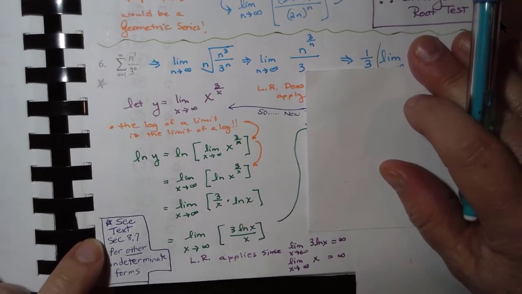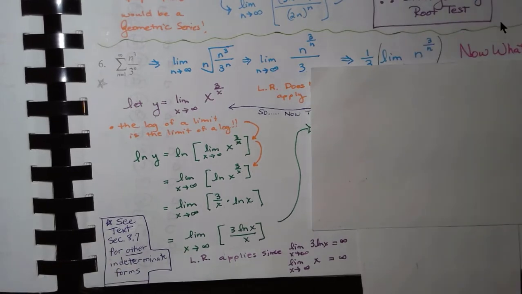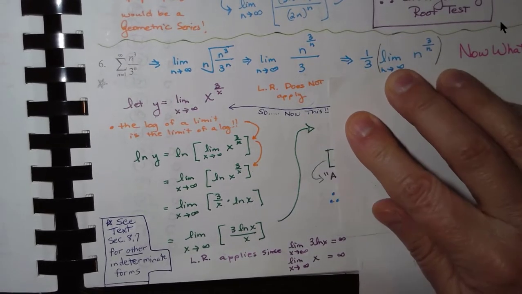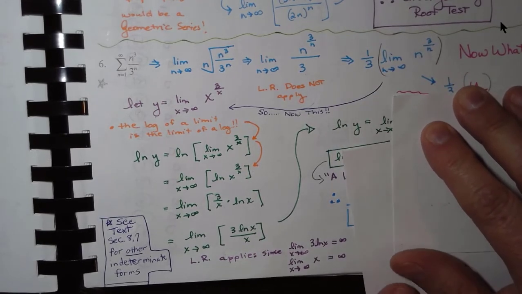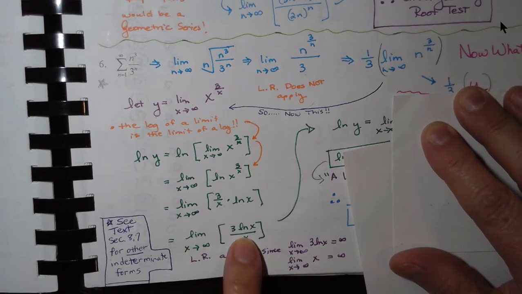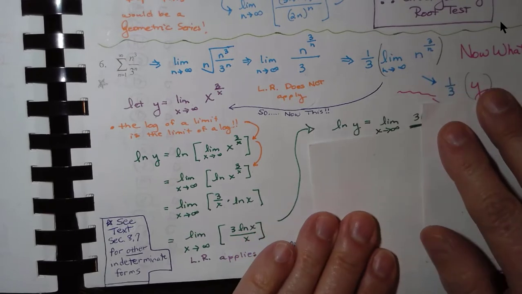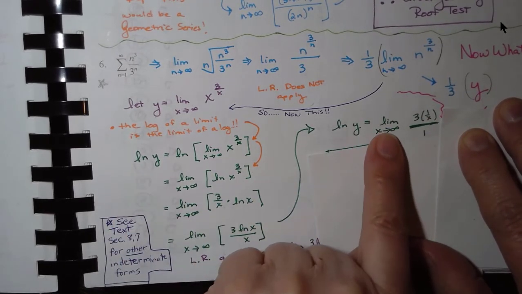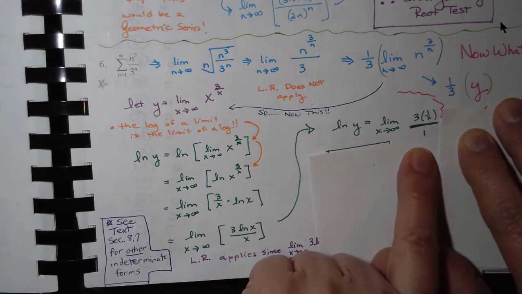By the way, don't forget to look at section 8.7 for other indeterminate forms. But primarily for this course, we will really just be looking at the 0 over 0 and infinity over infinity types. But there are many, many more. From here, we can show that L'Hopital's rule applies. So now we have the natural log of y is the limit as x goes to infinity of 3 times 1 over x, all that over 1.